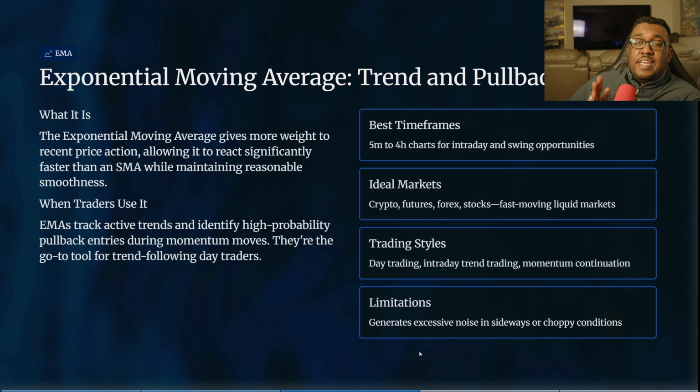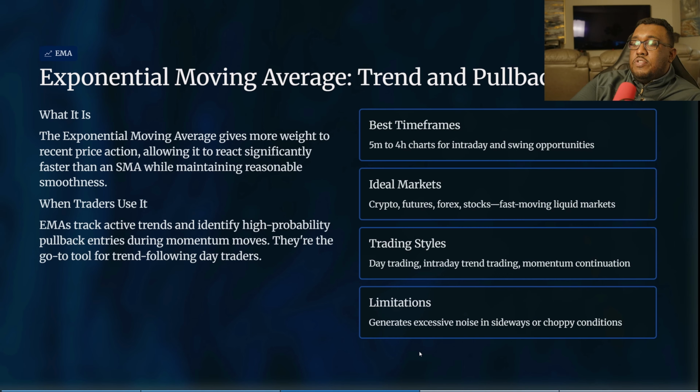Right there, day traders. The best time frames: 5 minutes to the 4-hour chart. So 5-minute, 15-minute, 30-minute, 1 hour, 2 hour, 4 hour. Much smaller time frames than simple moving averages. The ideal markets are going to be cryptocurrency, futures, forex, stocks, fast moving liquid markets. You'll see in this one futures are added in here as well, which is another reason I think a lot of you guys have been using the exponential moving averages.